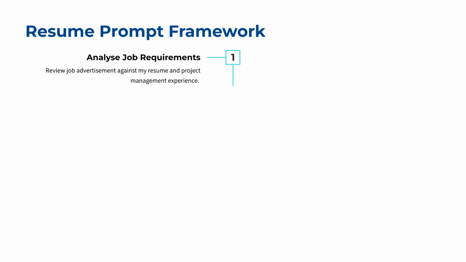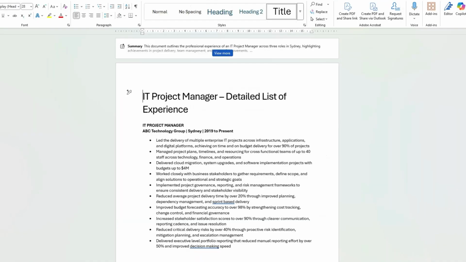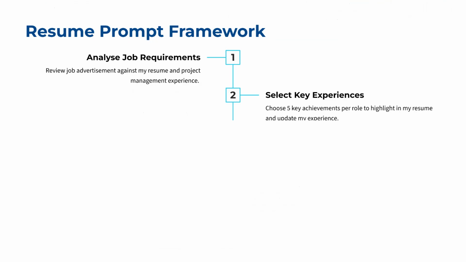So first I've asked it to analyze the job ad to understand what Coles is actually looking for in a candidate. Next, I've asked it to compare the requirements against my existing resume, as well as a detailed list of my experience that you can see here. Then for each role, I've asked it to select 5 key achievements to highlight based on my resume as well as experience for each role. This process makes it a lot easier for you to tailor your resume to the role, and the AI can draw on your existing experience in order to update your resume for you while staying true to your own experience.